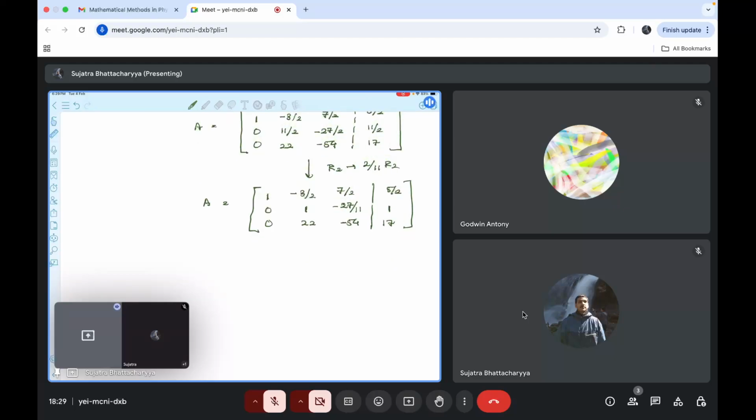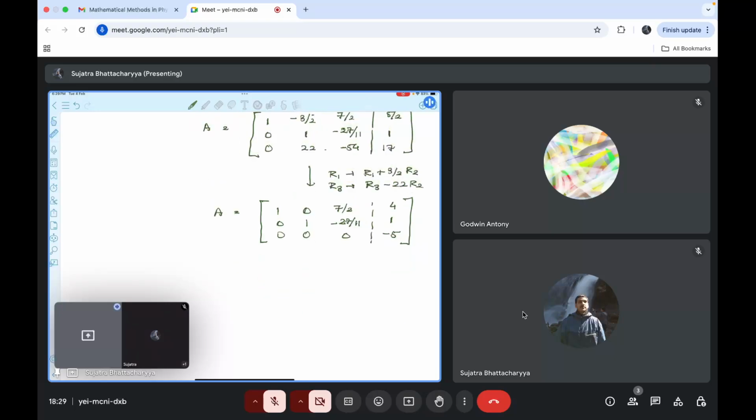Now the next step is again to convert these two to 0. So it will be R1 as R1 plus 3 by 2 R2 and R3 as R3 minus 22 R2. Based on that, what we finally get is 1 0 0, 0 1 0. Of course, this will be 7 by 2, this will be minus 27 by 11, and this will be 0. And here it will be 4, 1, minus 5.